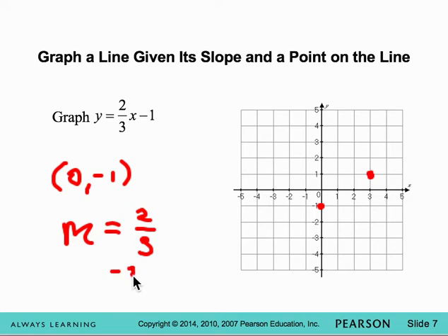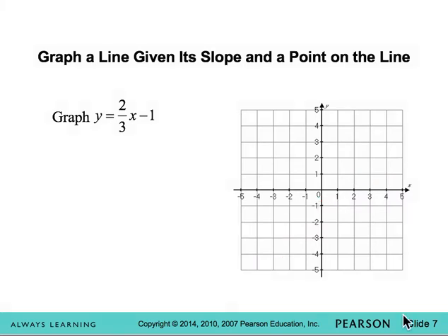Also, if I needed an extra point, don't forget if I make them both negative, I could go down 2 and backwards 3. Or I could go up 2 and over 3 again. I could quickly get a whole bunch of points to draw my line if I know the slope and a point. So that's going to be huge for us.